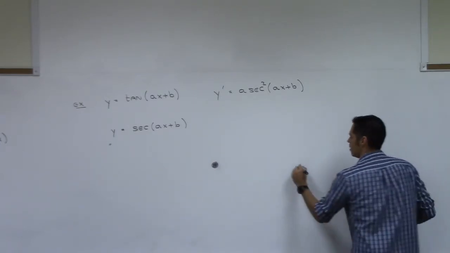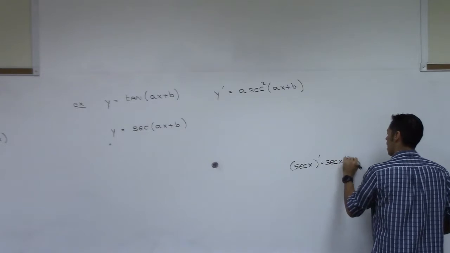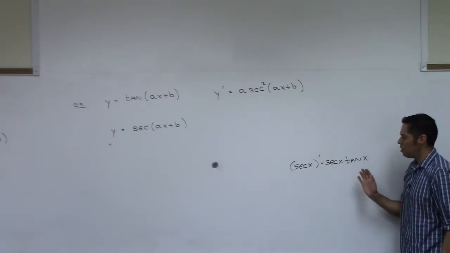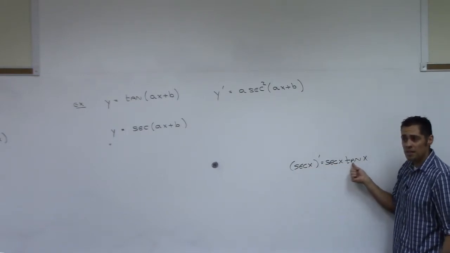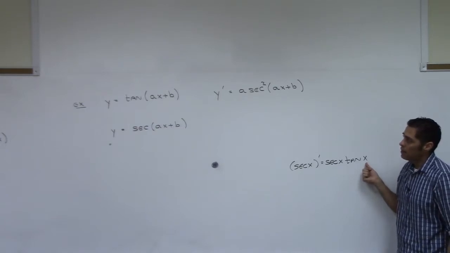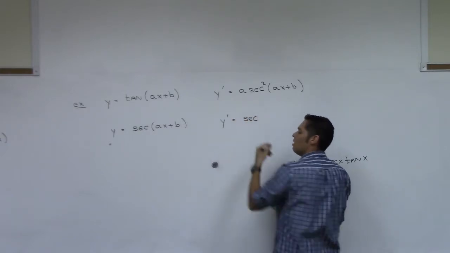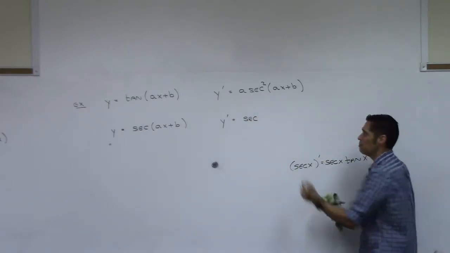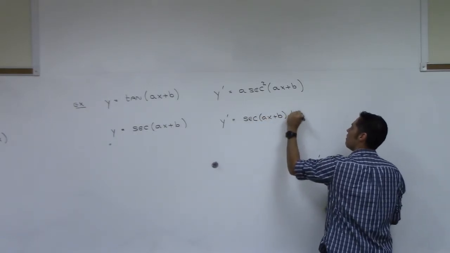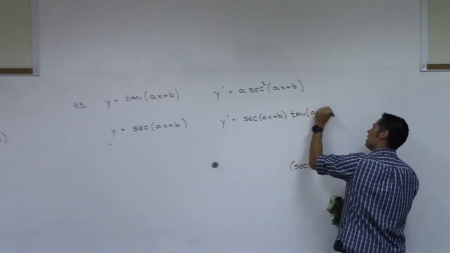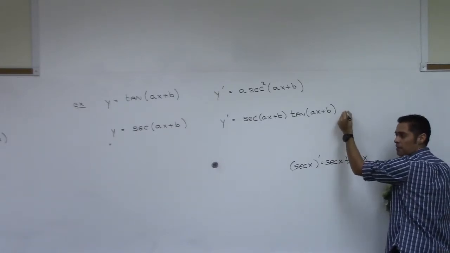Now, I'll remind you here. The derivative of secant x is secant x tangent x, right? This one students have trouble with. The derivative of secant of something is equal to secant of that something times tangent of that something, right? So when I take the derivative of this, I'm going to get secant of what? Ax plus b times tangent of ax plus b, and then now the chain rule, tack on to the end of this what? A. Now I'm going to put it out front.